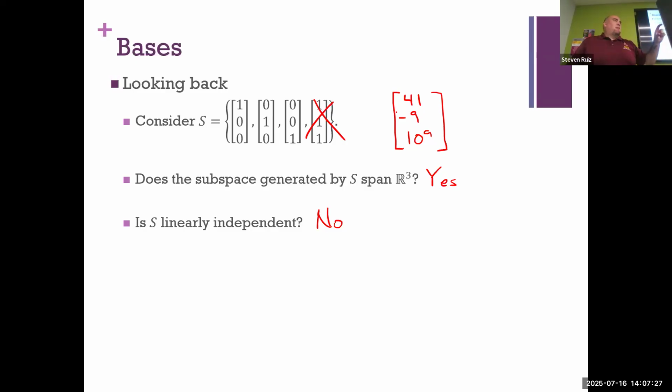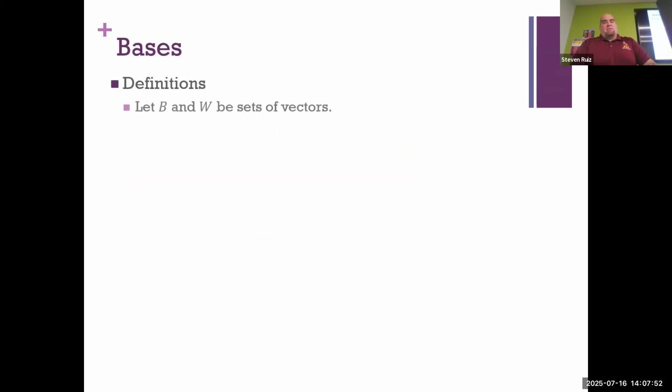Is either one of those 3 a combination of the other 2? I don't think there's any way it's possible. They all have the wrong non-zero component. So now I would say this, having removed that 1, 1, 1 vector, this is now linearly independent. So 2 ideas here. Does it span a space you care about, and is it linearly independent? If you meet both those conditions, you have something called a basis.